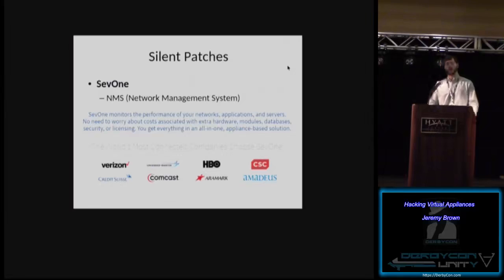This next one was interesting because it was a silent patch. I know everyone loves silent patches. Lots of companies do them these days for various reasons, which make a lot of company sense, but not so much to customers. But Sev1 is a network. They offer NMS, network management system, and a lot of these companies like them. HBO uses them. Verizon, maybe Game of Thrones uses them, I don't know.